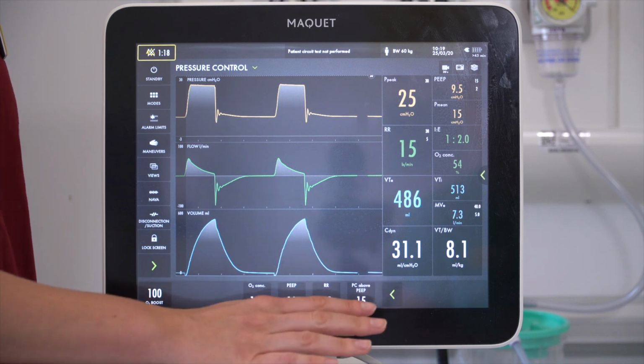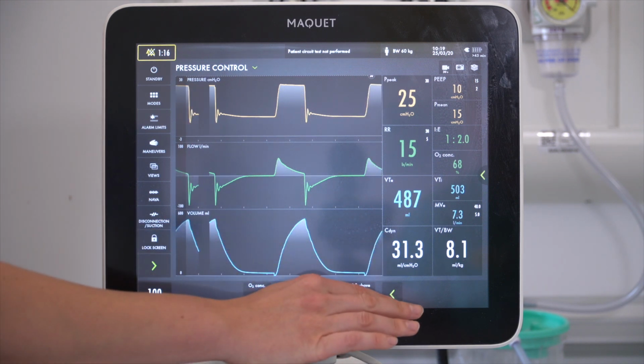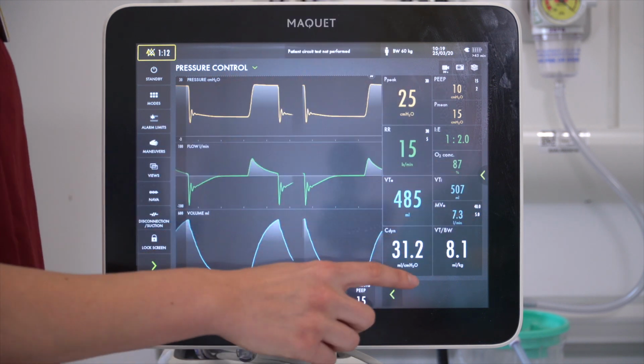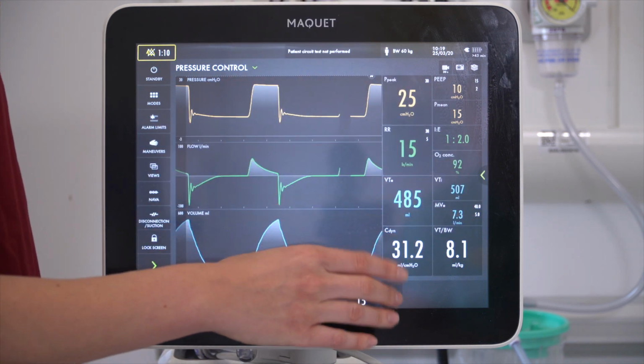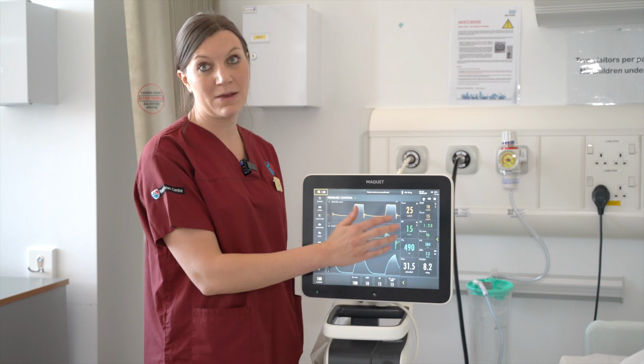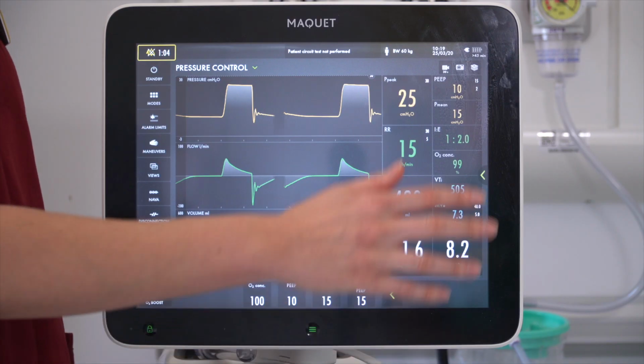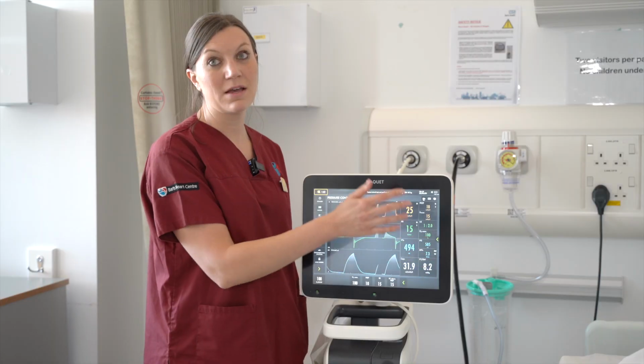Across the bottom of the screen are all the settings which can be set. On the left-hand side of the screen is what is usually happening with the patient. These are the things that are set along the bottom and what is actually happening on the left-hand side.